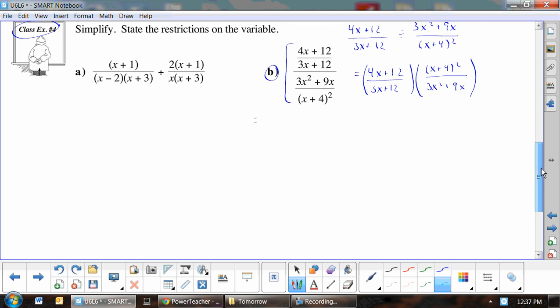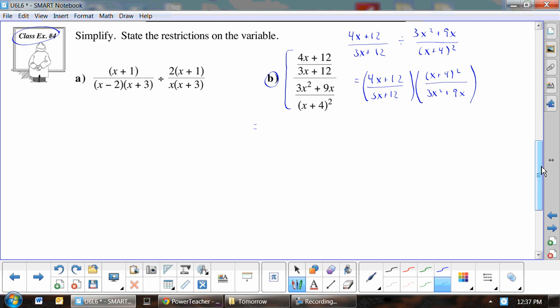Okay, so which one do we have? Oh, we have lots of them. Okay, so in our first numerator, we have a GCF of 4. And in our first denominator, we have a GCF of 3. And then in our numerator here, it's already factored, so that's nice for us. We just leave it like that. And in our denominator, we have a GCF of 3x.